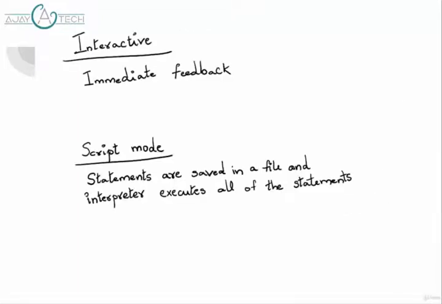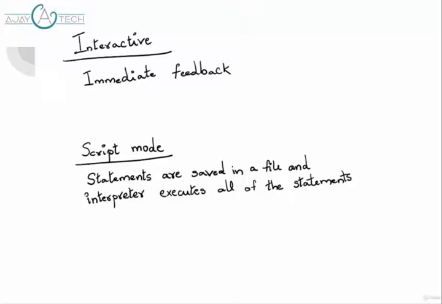In the interactive mode, the interpreter gives immediate feedback for each statement. It also stores the output of previously executed statements in active memory. As we enter new statements, or as the new statements get executed, the entire sequence of previously executed statements is considered while evaluating the current output. So, what do we mean by this?